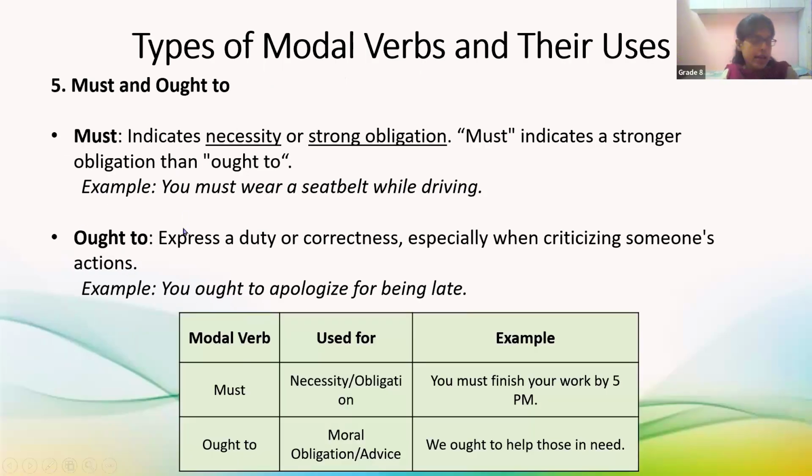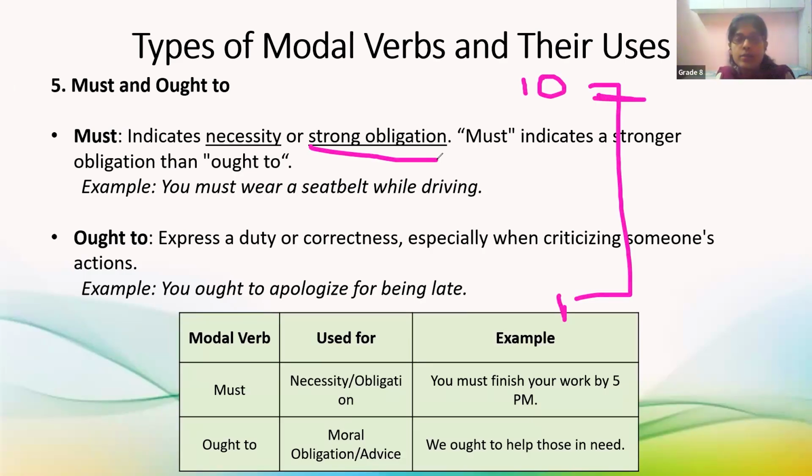Okay, keeping that in mind, let me go back for Uma and everyone else. Here, must and ought to. Must indicates necessity or a very strong obligation. I will repeat what I said previously. If there is a scale of 1 to 10, this is 1 and this is 10. In this scale, on the top, you need to place must, because it indicates very strong obligation. The person has to follow it.